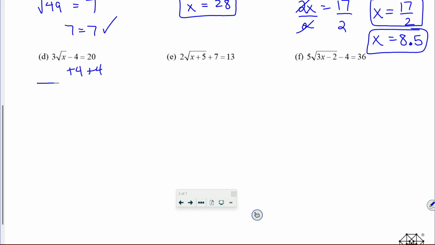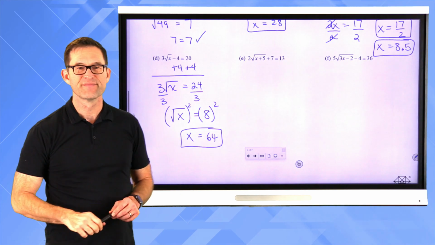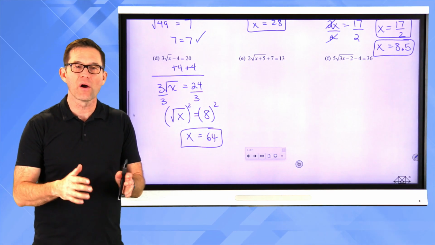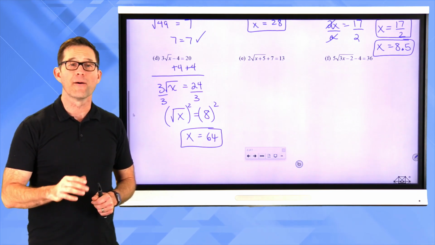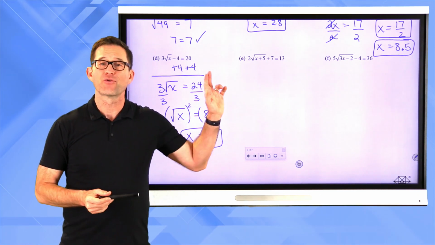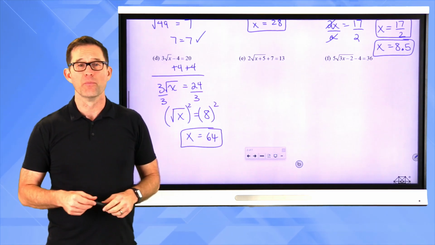So I really have to think order of operations here, but as long as I've worked through that, I get 3 times root x is equal to 24. Divide both sides by 3, I get root x is equal to 8. Square both sides, and I get x is equal to 64. Really, really simple as long as I can work through those order of operations. What I'd like you to do now is pause the video and try to work through both letter E and letter F, and then we'll go through both of them.